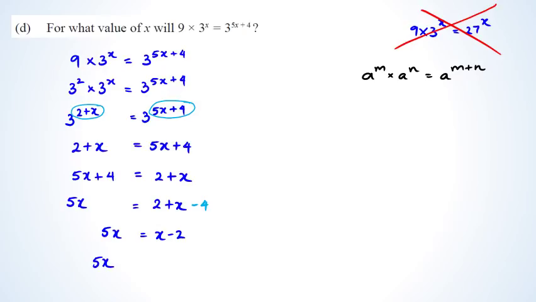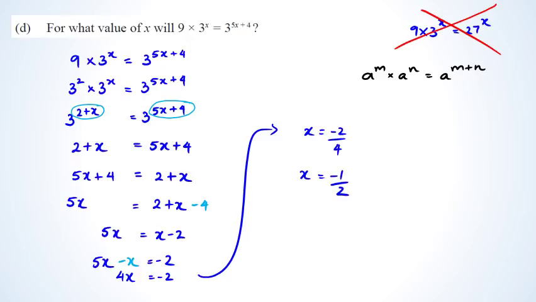5x minus x, because when x comes to this side it becomes minus, equals negative 2. I've got 4x equals negative 2. And then x is equal to negative 2 divided by 4. Now this actually simplifies to negative 1 over 2. Okay, so grades wise, equation established with base 3, getting up to here, you're looking at an achieved. Getting up to here, you're looking at a merit. And solving it, you're looking at excellence for this particular question.